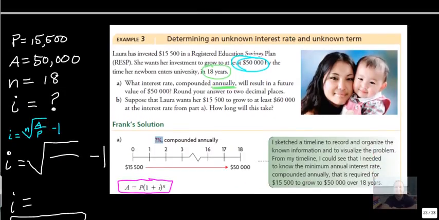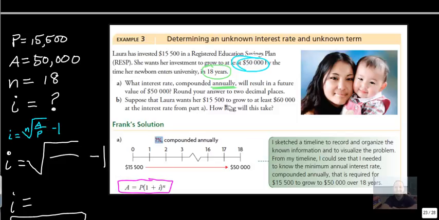In this example, we have Laura who's investing $15,500 in an education savings plan. She wants to give some money to her newborn baby when this newborn baby enters university, destined for university right there. This is a good mom putting some money away. Awesome, good for you. She wants it to grow to $50,000. That's what she wants to end up having when this kid's 18.